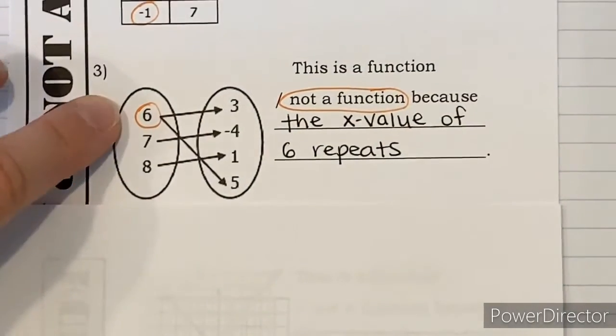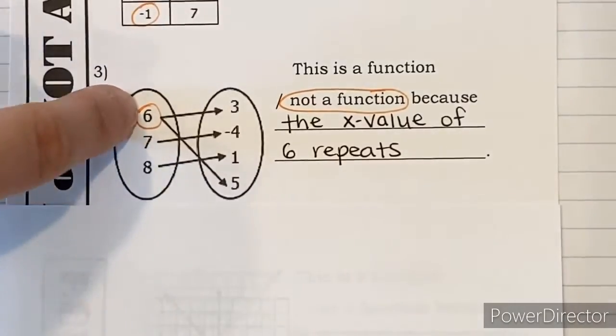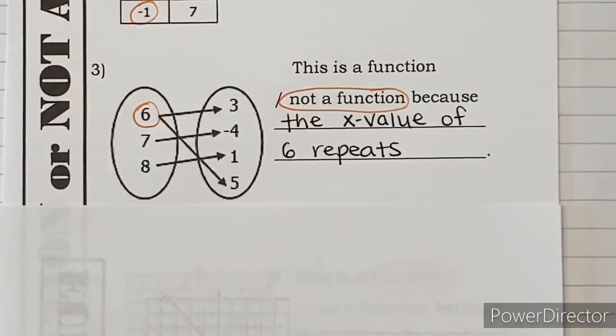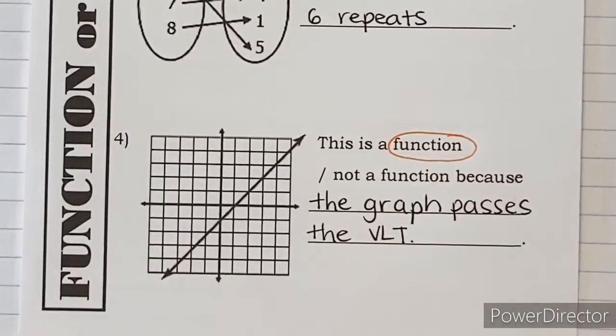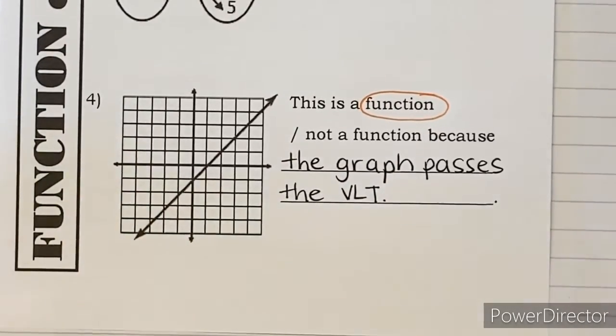So this is the mapping diagram. And remember, if we have a number on the left-hand side, which is the x bubble, if it has 2 arrows coming from it, that means it is not a function. It's used twice. And finally, number 4 is a function because the graph passes the VLT, which is the vertical line test.